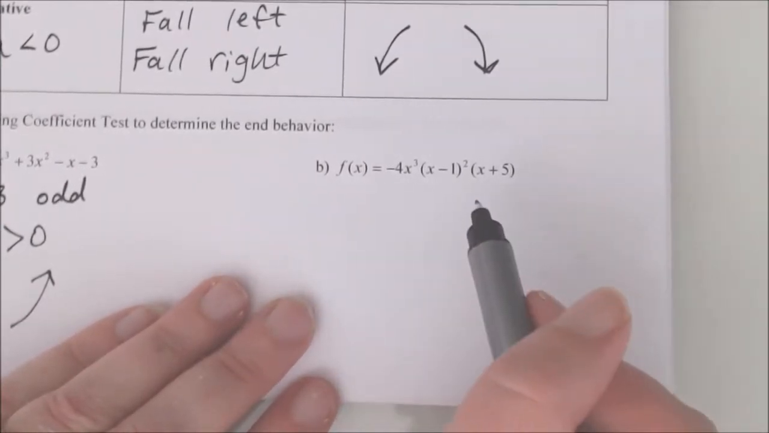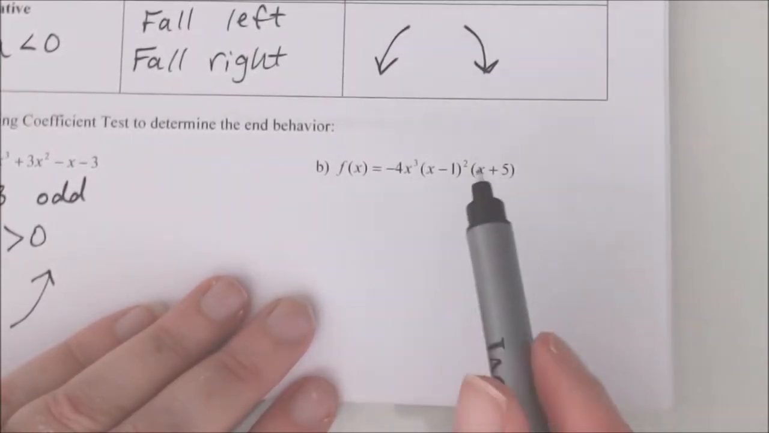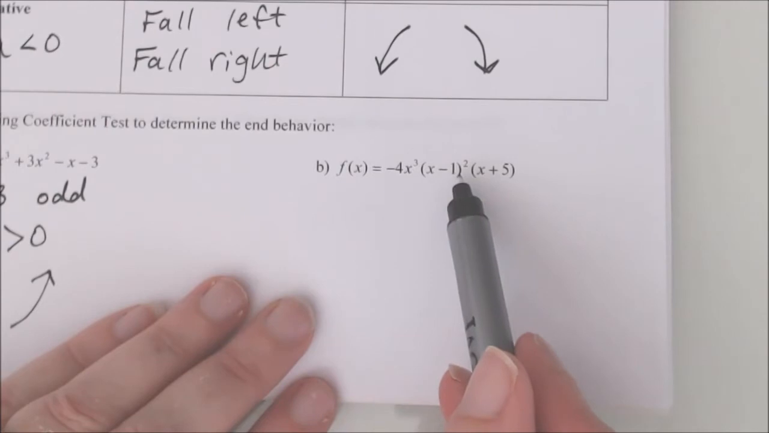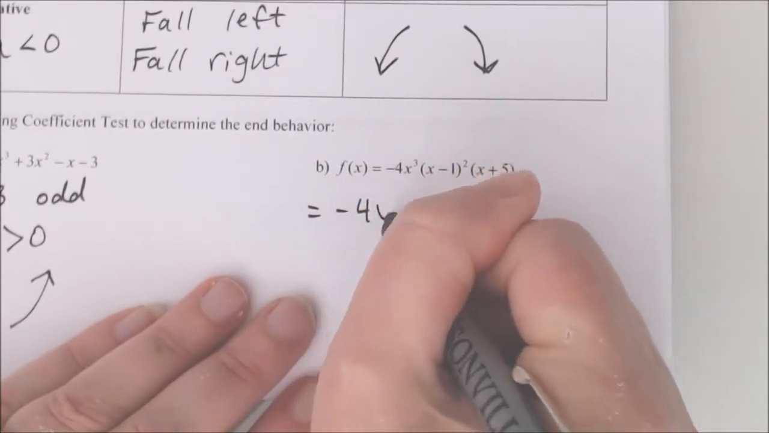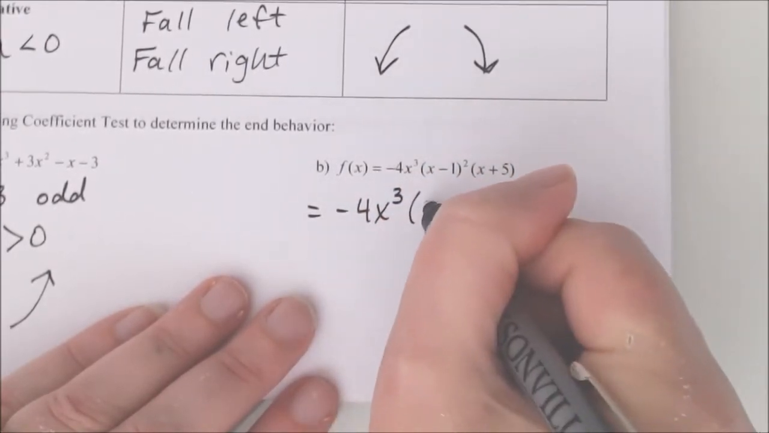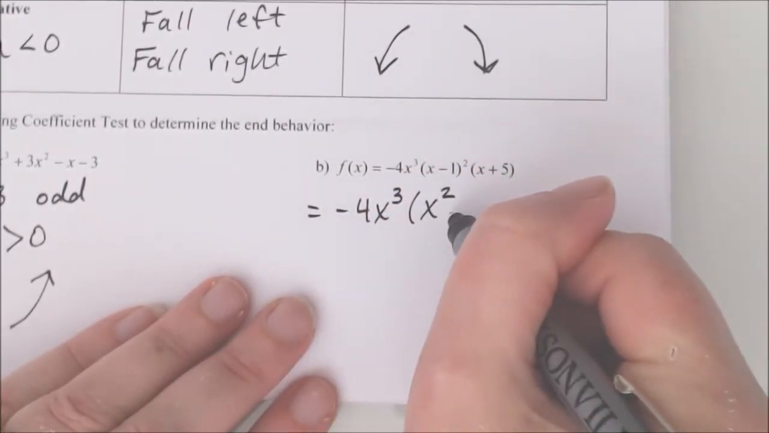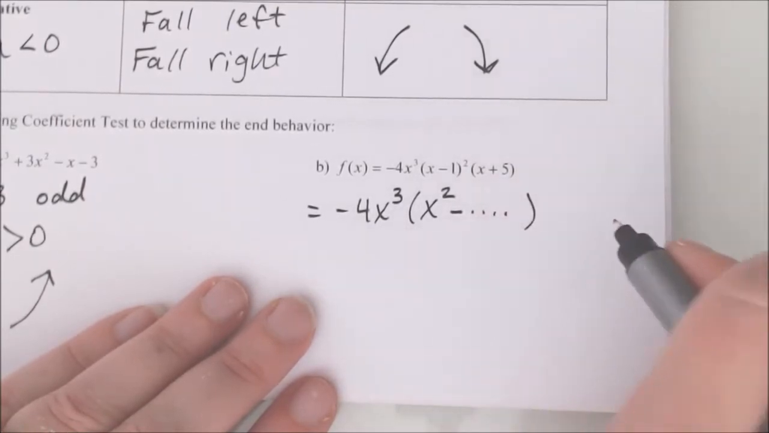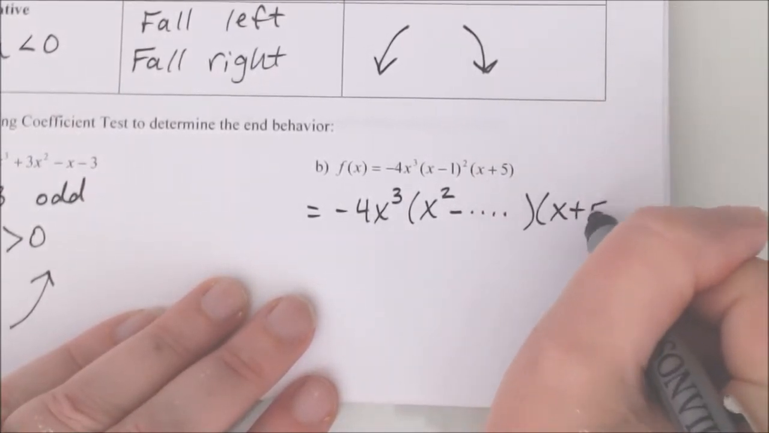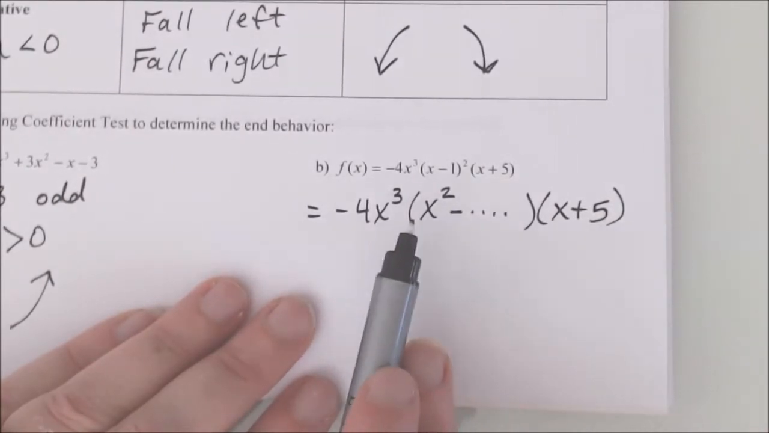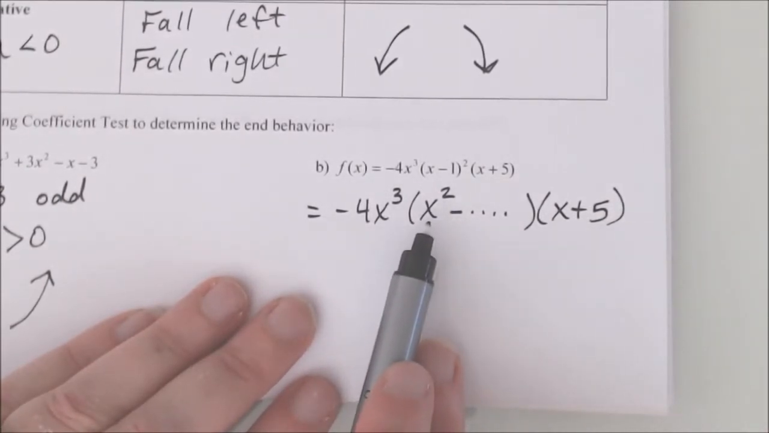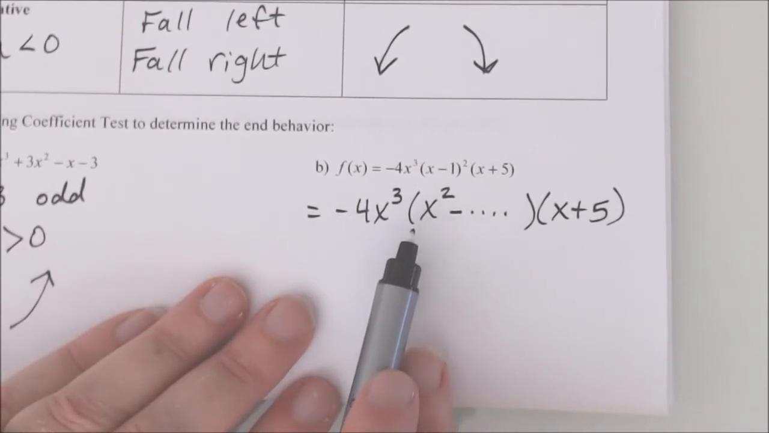So let's just go ahead and think about if we were to FOIL this x minus 1 term. We'd have to square that before we do too much. Do you agree that we would get negative 4x to the third times x squared minus some terms that follow it, and then the x plus 5 is still there? I'm not even concerned with the rest of these terms. All I care about is the highest powered term, and that's going to be determined by that x squared term. Now, same thing.